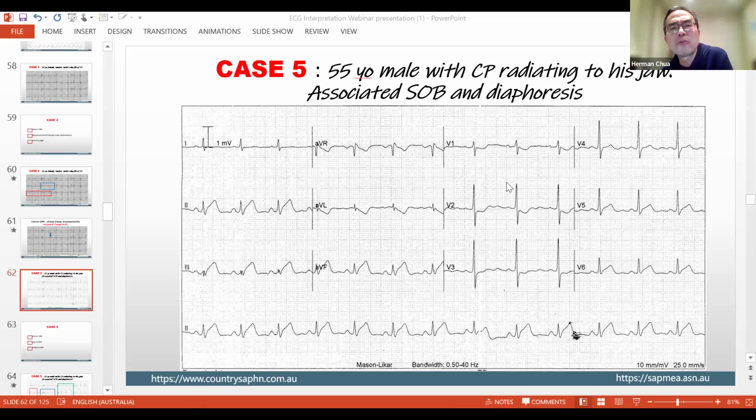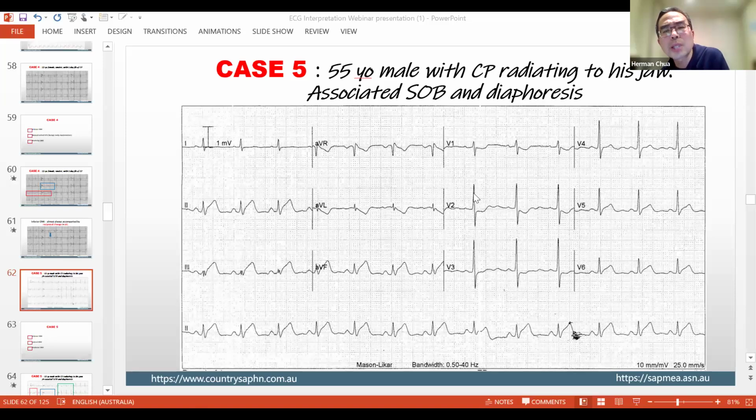Look at V1, V2, and V3. What did I say about those leads? Should you normally be seeing ST depression in those leads, if there is no right bundle branch block or any other depolarization abnormality? No, you should see some degree of ST elevation, if anything. The fact that you're seeing ST depression means that, in this context, there is posterior involvement. So there is a posterior wall MI as well.